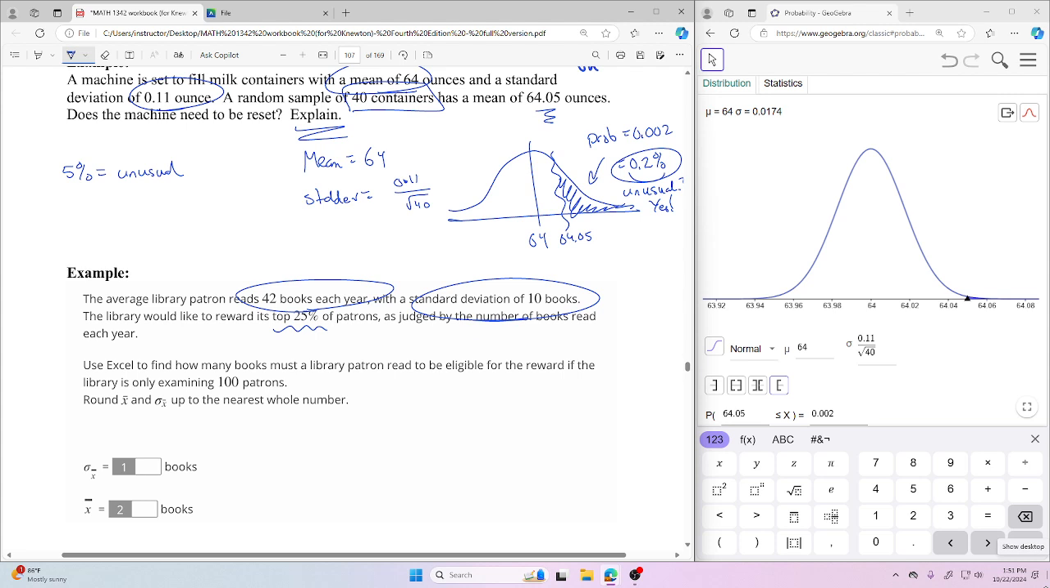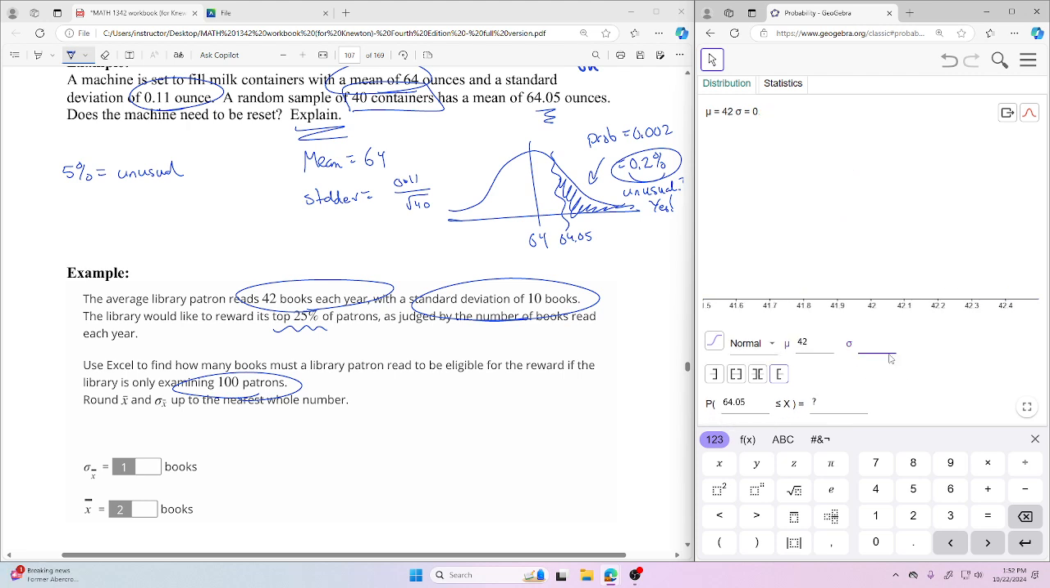All right, so let's do that. I'm going to put them in. Oh, here's the last one. I'm sorry, 100. There's only 100 people at the library. So, anyways, what do I put in the mean box? 42. Okay. What do I put in the standard deviation box? 10.